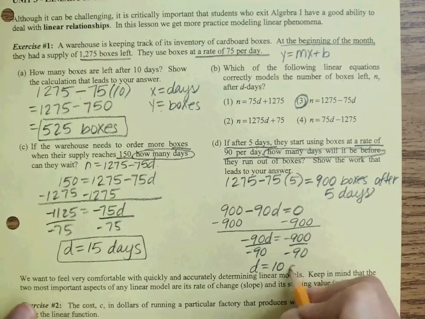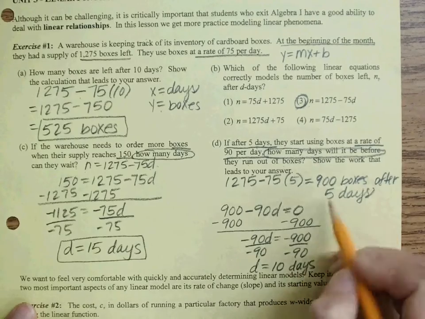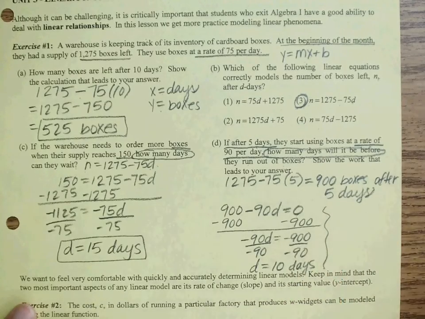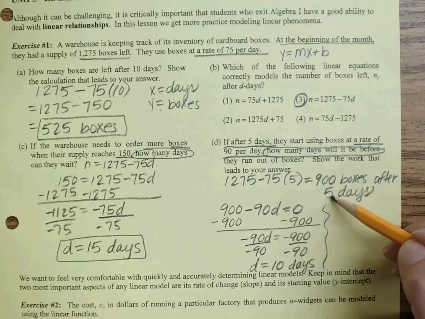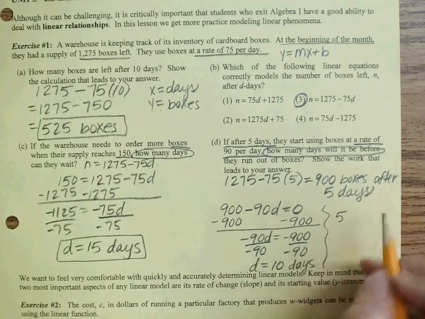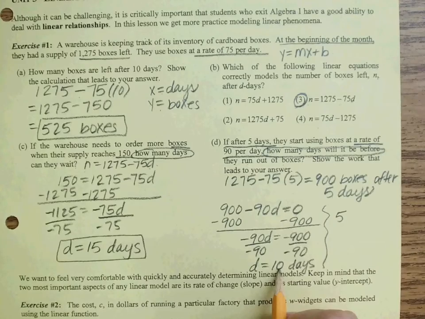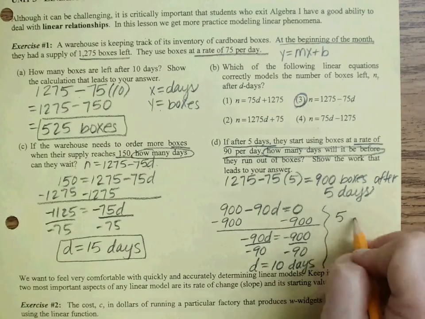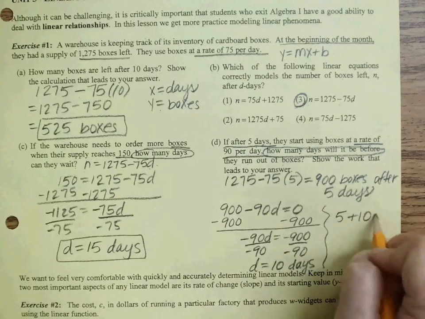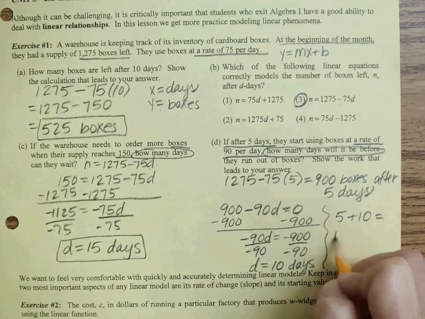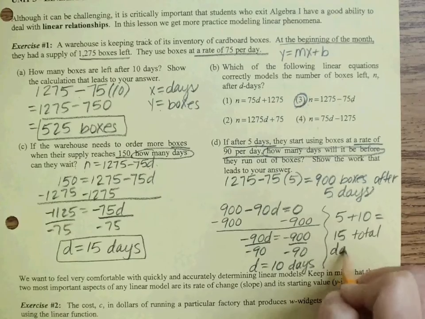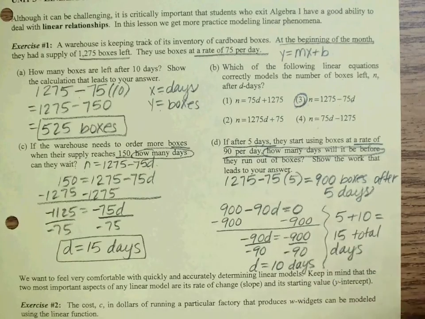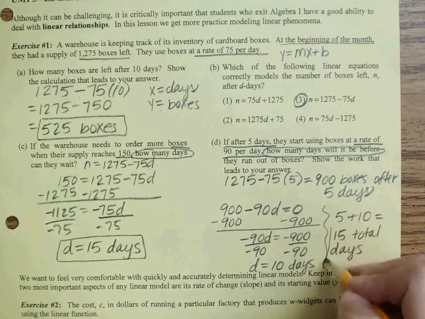Okay? But I'm going to run out of room, so I apologize. I'm going to put this right here. For the first, we can't forget about the first 5 days. And then we came up with an increase of our rate of change, so plus 10, and that is 15 total days when they would run out of their boxes.